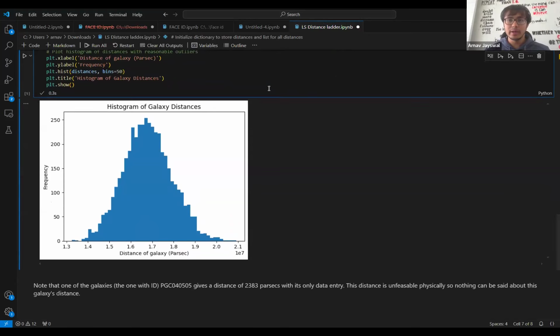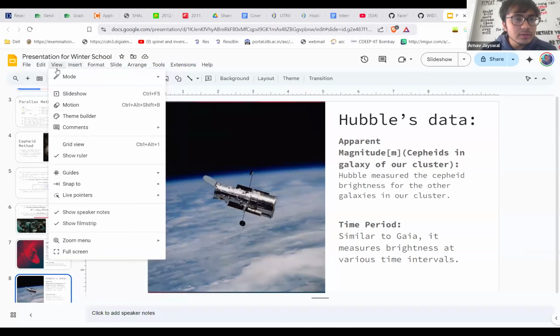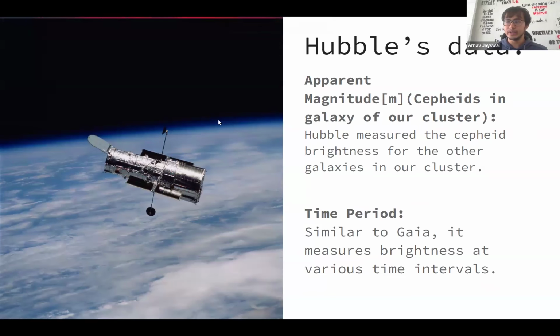So let's go back to the presentation. I have some more very interesting stuff to share. So we basically saw Hubble's data, we saw Gaia's data, and that this is a Cepheid variable method to find out distances of Cepheid stars. And once you know the distance of a Cepheid star, you can find out the distance of the stars nearby to it using the parallax method.